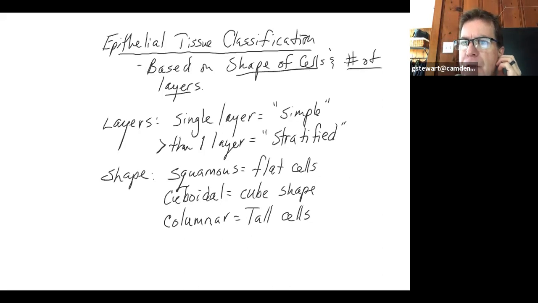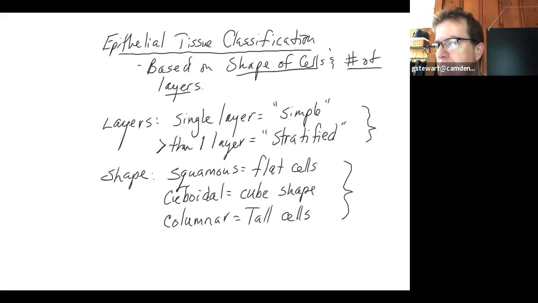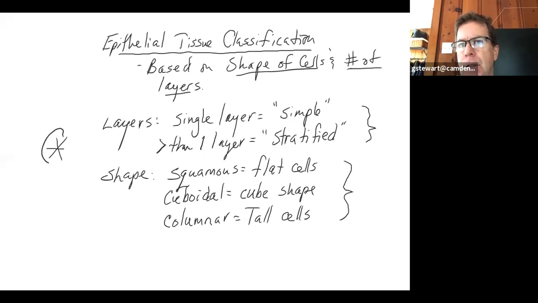So all epithelial tissues are going to have one of these two words in its name, and one of these three words in its name. There are some exceptions to this, and we'll talk about them when we get there. So I'm going to call up a new whiteboard, and we're going to start identifying individual epithelial tissues based on this classification system that we just outlined.